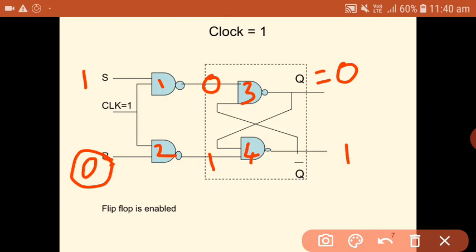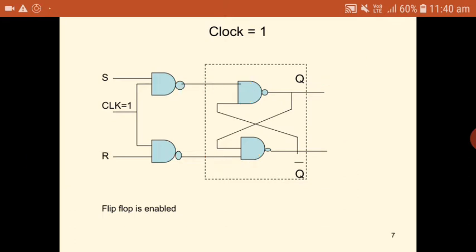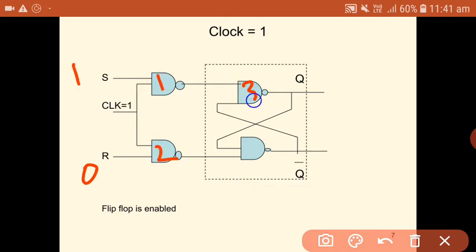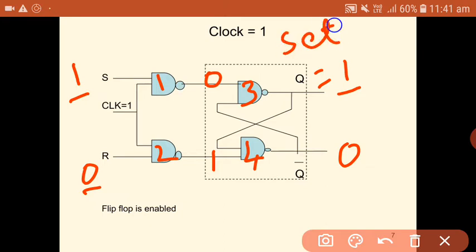For the 1 1 combination, the output of the first NAND gate will be equal to 0. For the 0 1 combination, the output of the second NAND gate will be equal to 1. So since for the third NAND gate one of the inputs is 0, the output will be equal to 1 and its complementary output will be equal to 0. So for R equal to 0 and S equal to 1, you will be getting the output as 1. That means you are setting the flip-flop.